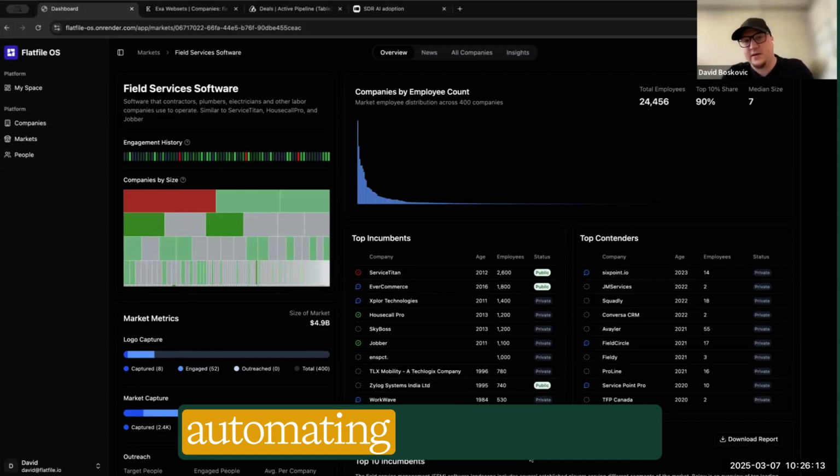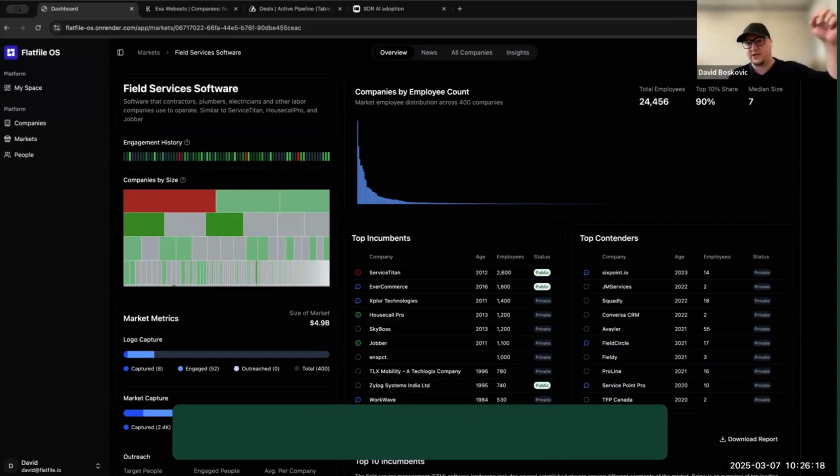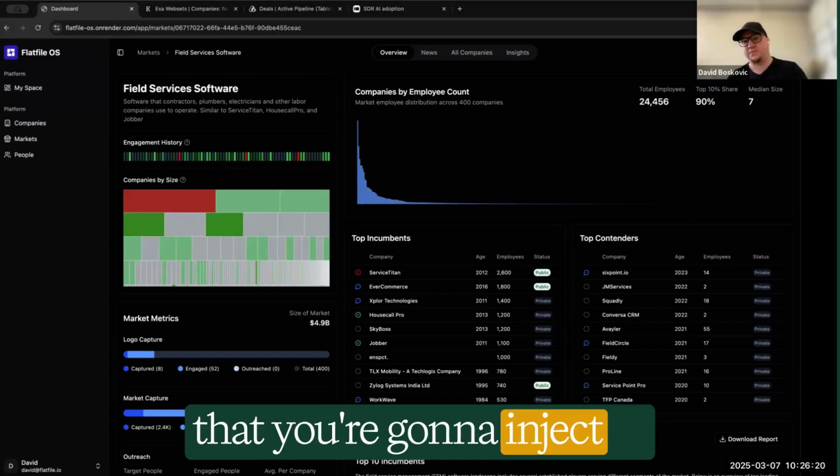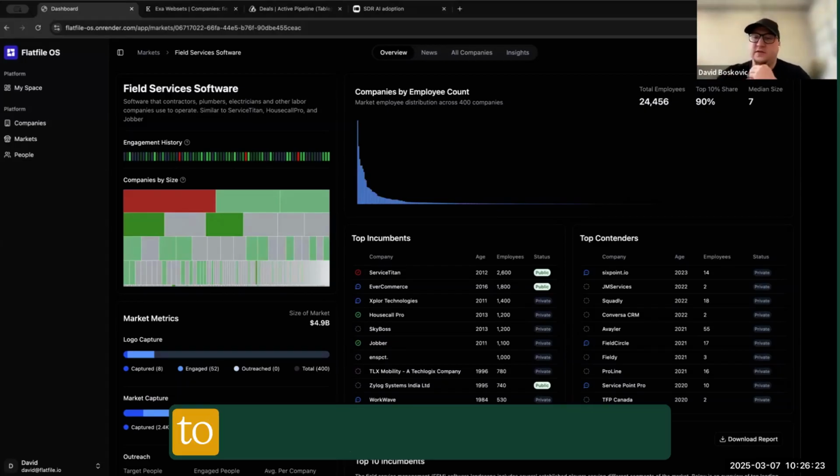So we're in the middle of automating this a bit more. I don't have anything to show on that, but anybody who's played around with any of the agentic flows, with the context that you're going to inject in one of those prompts, you can imagine how easy it is to get some value from that.